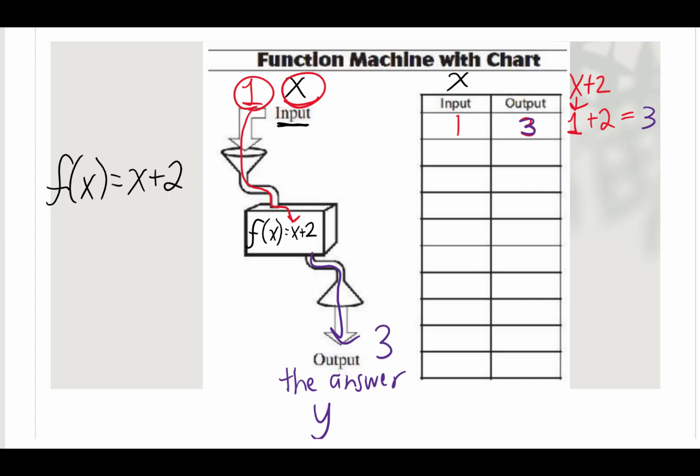Now, depending on what number you put in the function, your answer can be different.